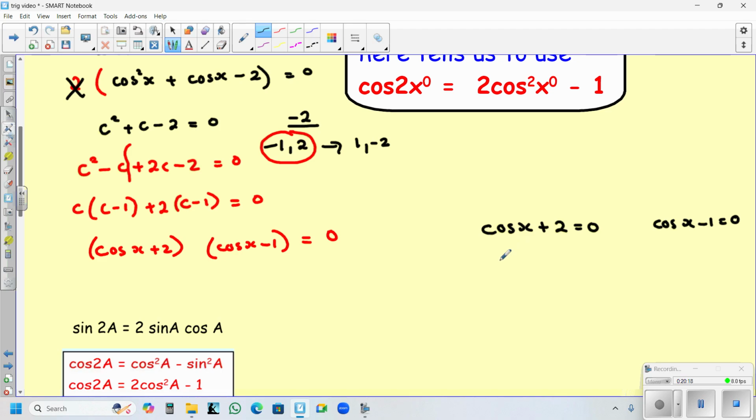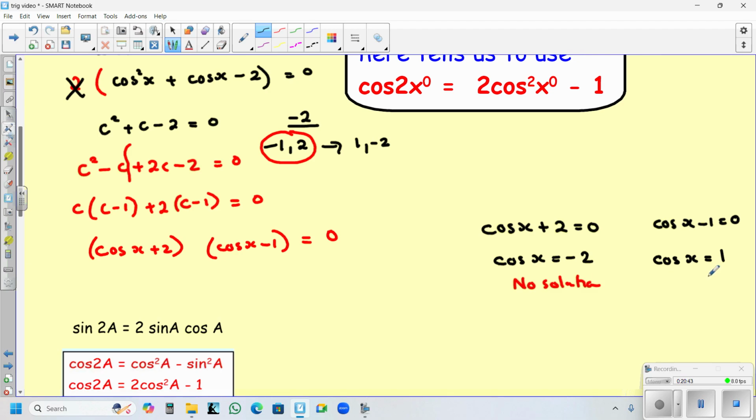Now, if cos x plus 2 equals 0, that means that cos x is equal to negative 2. Okay, cos only goes up to plus 1 and down to minus 1. So there's no solution for that one. We don't need to do anything else with that one. This one here, we need to rearrange, so add 1 onto both sides. That means cos x is equal to 1.